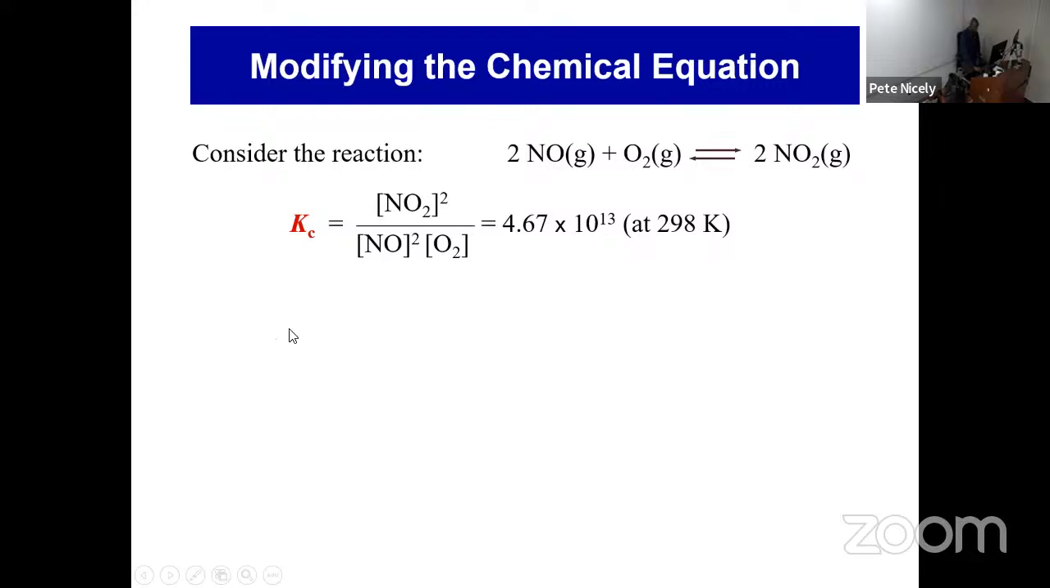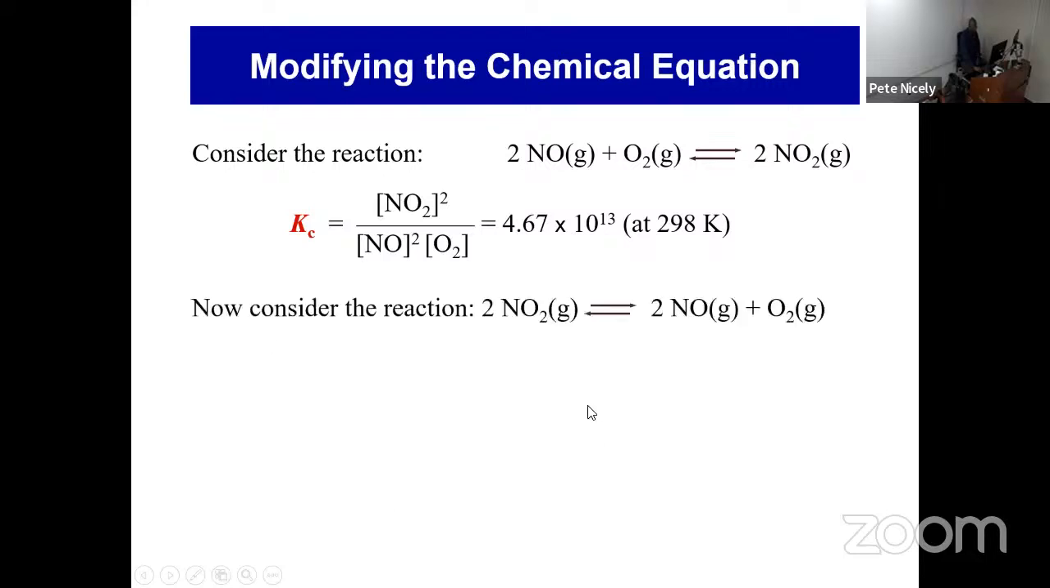Now, let's look at this equation. First thing I'm going to ask you is this. What's the difference between this equation and the first one I gave you before? It's the reverse. Exactly, we just switched it. The products of the first equation will be the reactants of the second equation and vice versa. So how does that affect the Kc for the new equation that we have here?